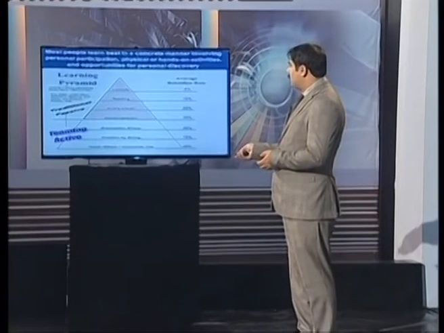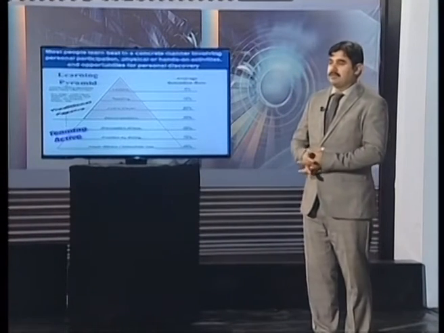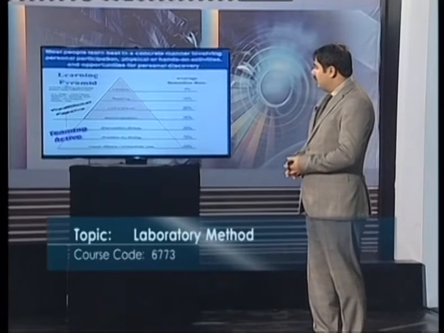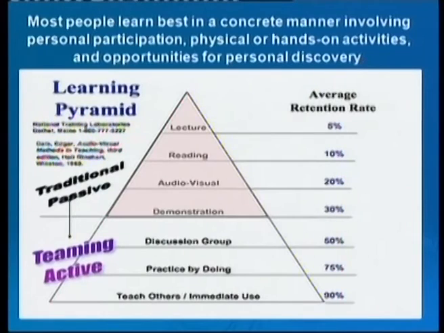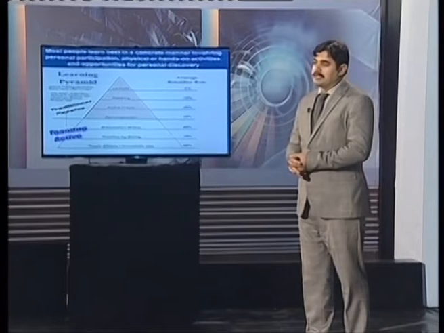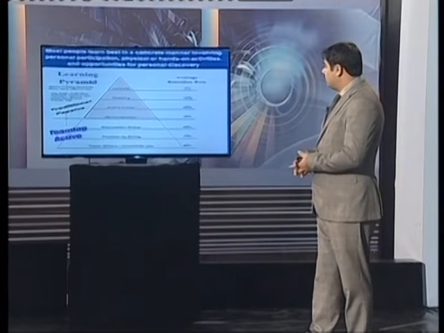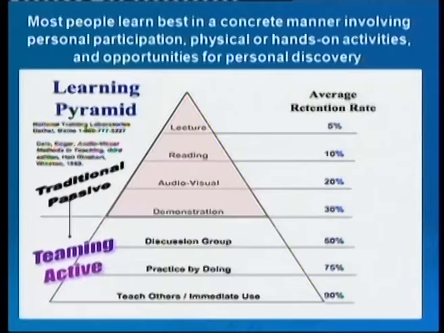Okay. So that's the cone that I was talking to you about in the start, the Edgar Dale cone, in which you can see that if you teach students through the lecture method, the retention rate is only 5%. Students can retain only 5% of the whole information. If you teach them through reading, they can retain only 10%. Audio visual aids, then they can retain 20%. If you demonstrate certain experiments or certain things, they can retain 30%. And if you discuss the concepts in groups, they can retain 50% of the information.